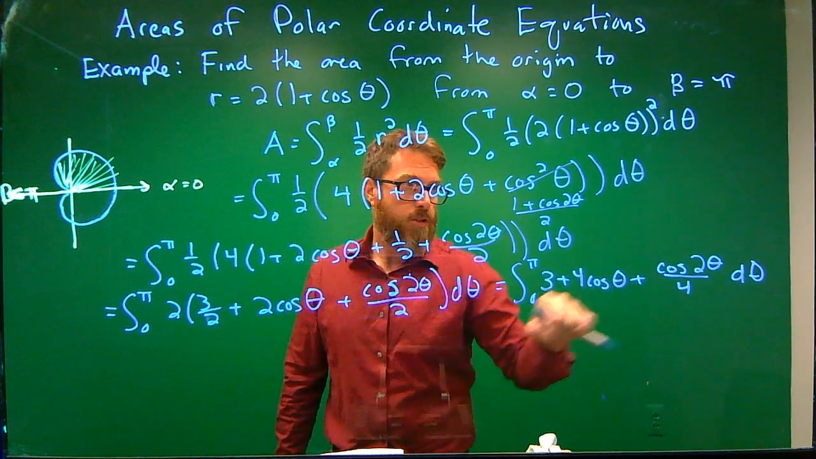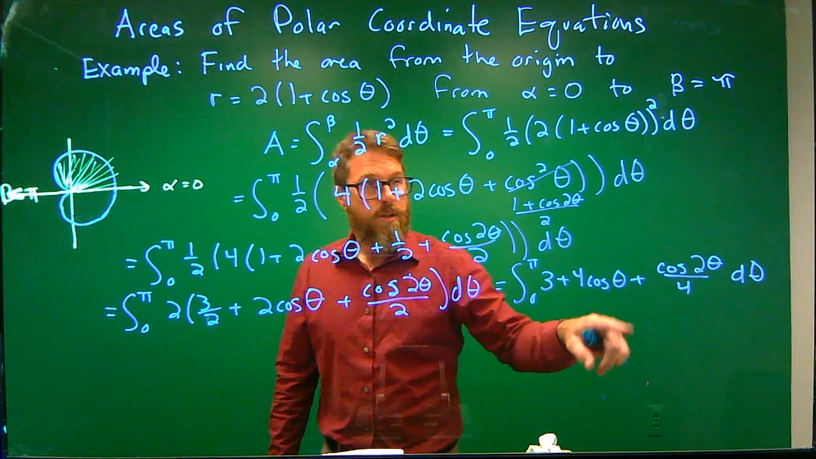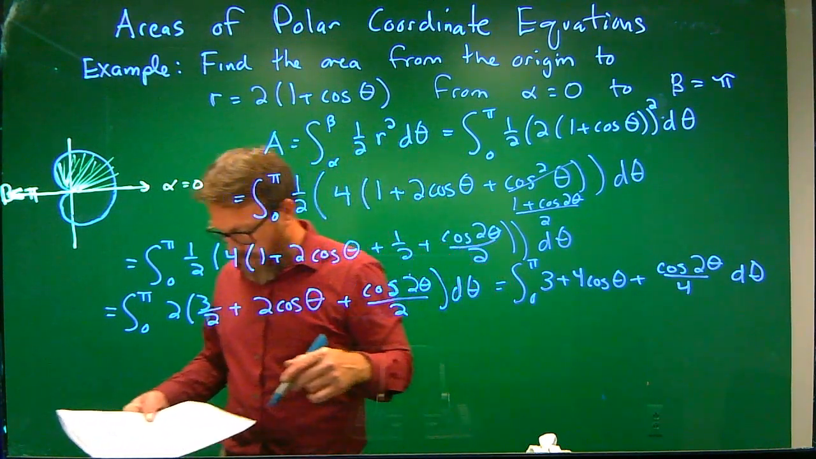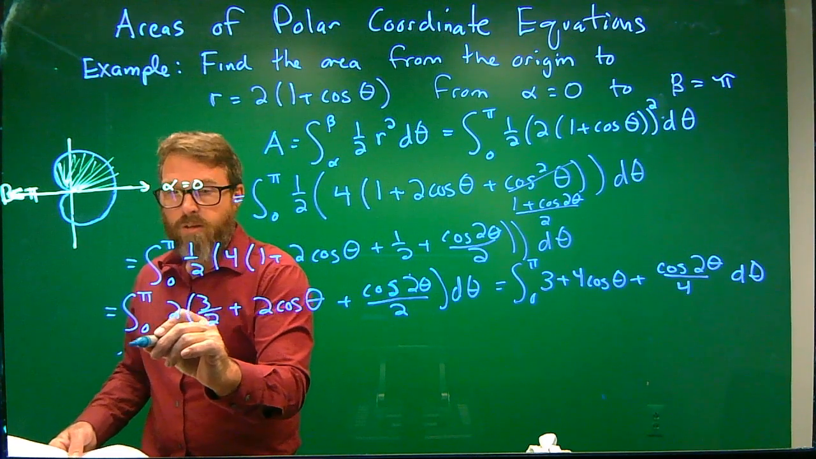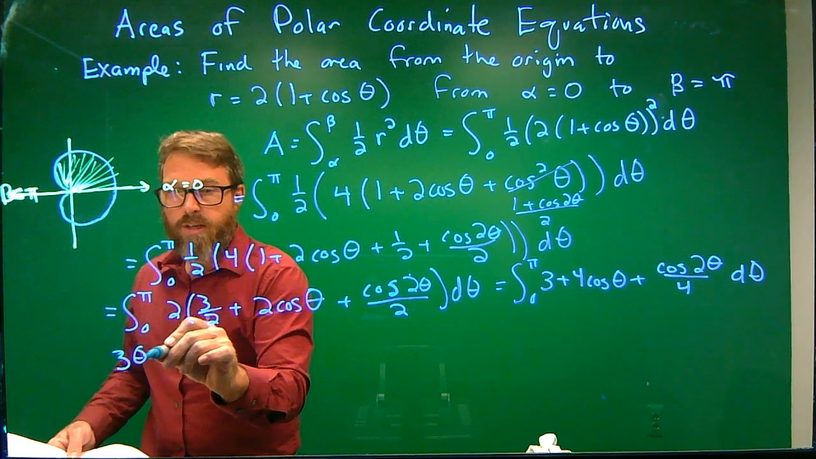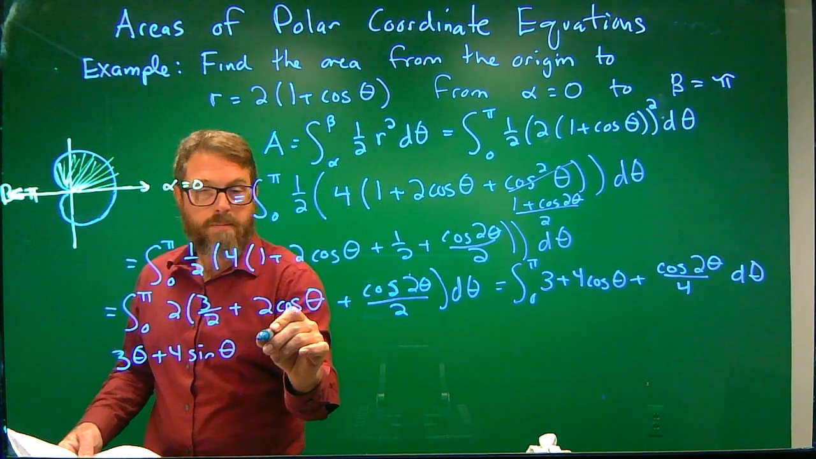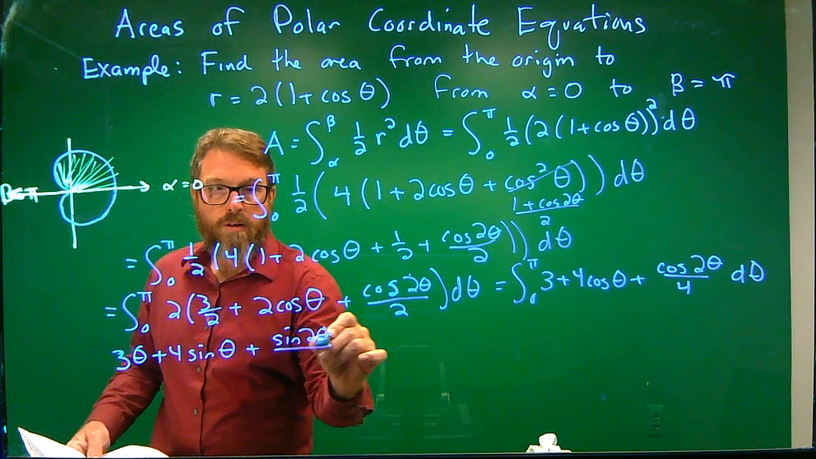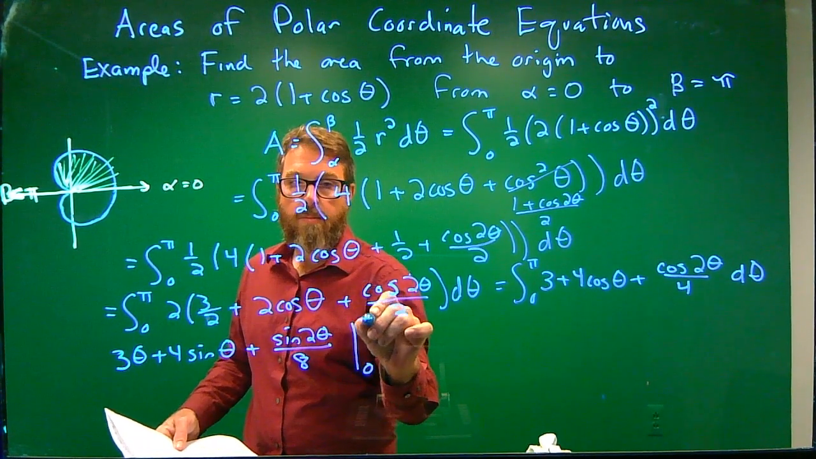And when you integrate this cosine of 2 theta, you're going to get the sine of 2 theta divided by 2. So it's going to be the sine of 2 theta all the way over 8. So this is going to be equal to 3 theta plus 4 sine of theta plus the sine of 2 theta all over 8. And then we're going to evaluate this from 0 to pi.